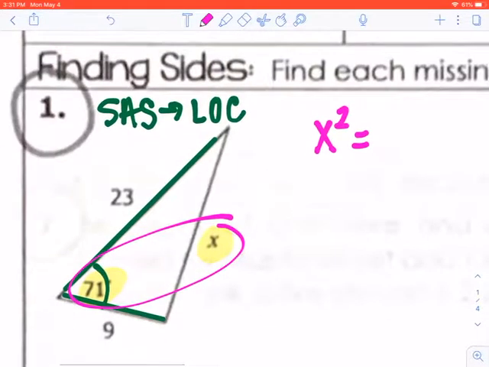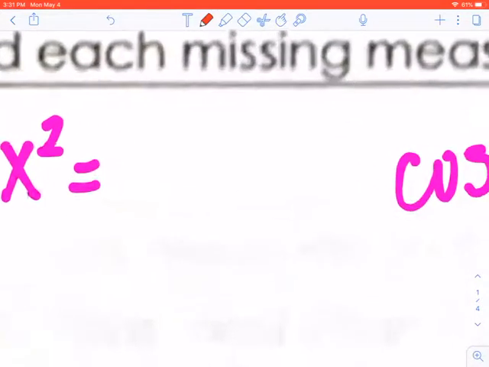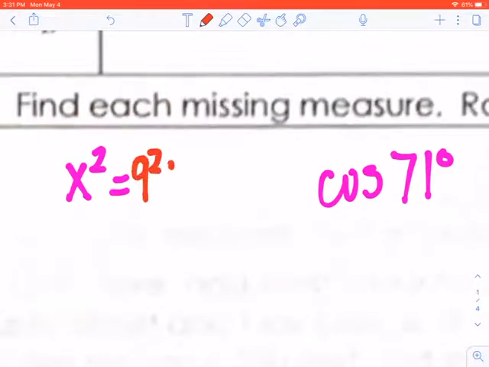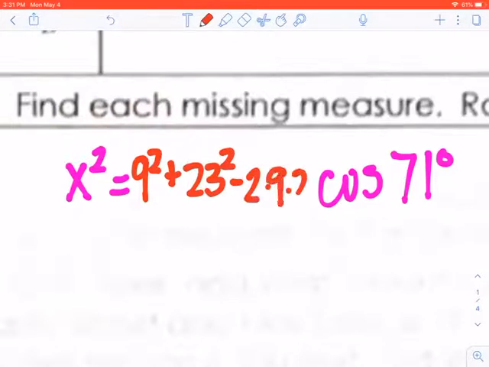The other two sides, in this case 23 and 9, are going to be the middle parts of my formula, the b squared plus c squared minus 2bc part of it. It doesn't matter which one's the b and which one's the c. You can do 9 squared and 23 squared, or 23 squared and 9 squared. It doesn't matter. But I'll do 9 squared plus 23 squared minus 2 times 9 times 23, times the cosine of 71 degrees.